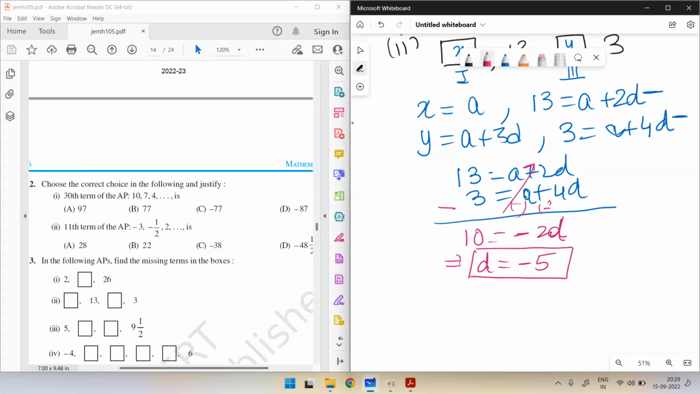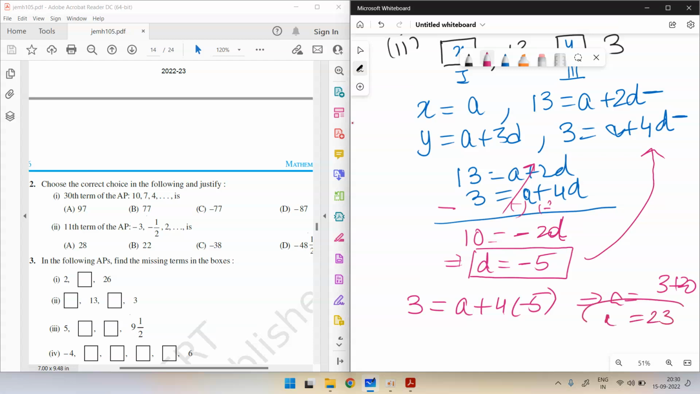The common difference is minus 5. If you substitute this value, 3 equals a plus 4 into minus 5, in place of d, which implies a equals 3 plus 20, so a equals 23. Now substituting a equals 23 and d equal to minus 5, y equals 23 minus 15, which is 8. So the value of y is 8.